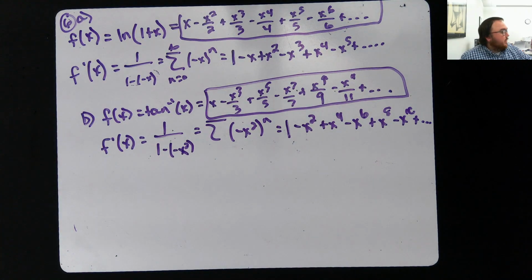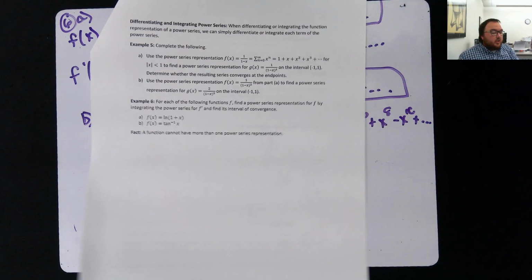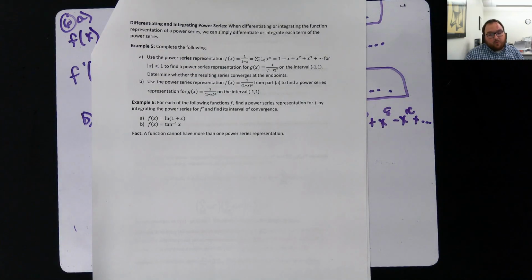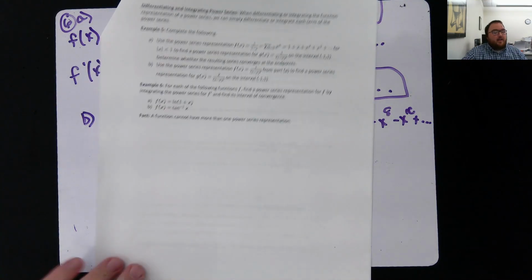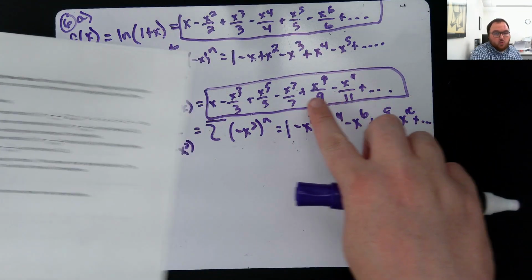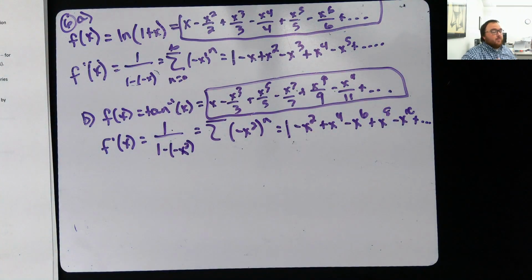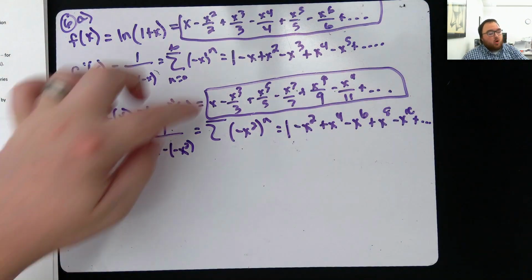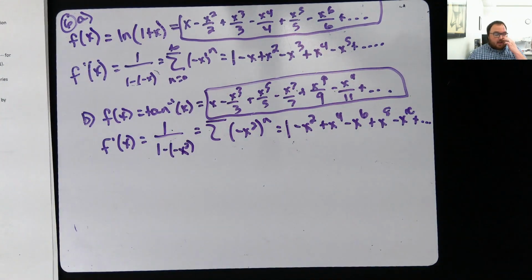The very last thing of this section says that a function cannot have more than one power series representation. All that this means is that once you find it, this is the only one. You can't find more that'll work for this thing. So that's all that says.